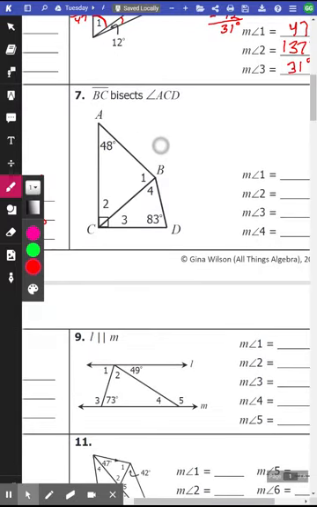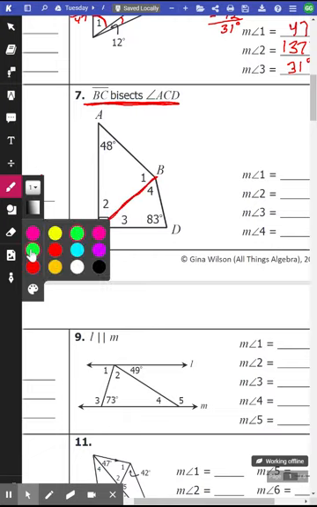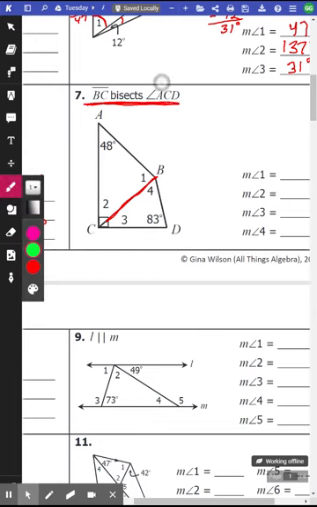Number 7, one right here. Very important to pay attention to what it says. Okay? It says that BC cuts angle ACD in half. This angle right here cuts it in half. That means that if that equals 90, then angle 2 has to be 45, and angle 3 has to be 45 degrees. We already have two of those.